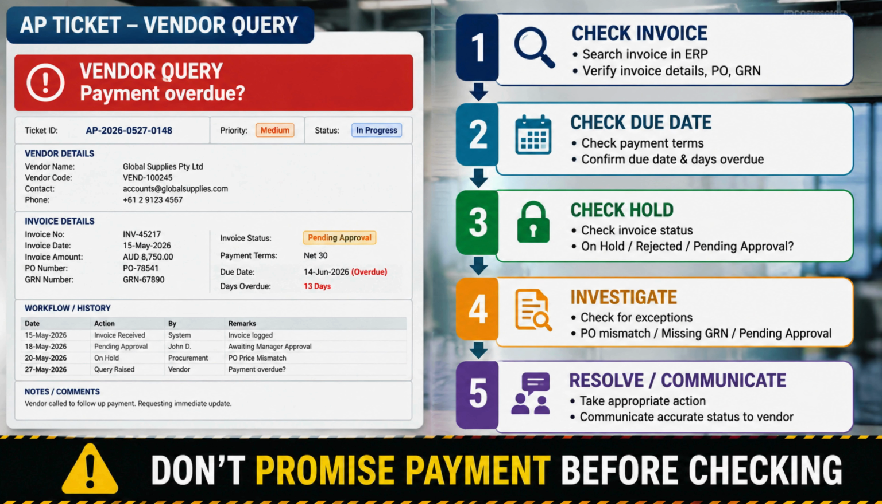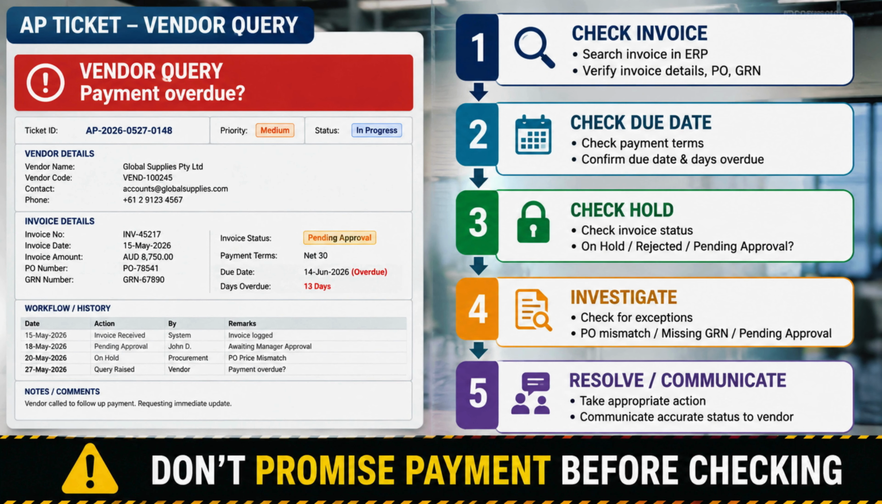Question 25. Vendor says payment is overdue. What will you do? Now let's finish with an important scenario based question. Imagine a vendor calls and says, "My payment is overdue. Please release it immediately." What would you do? First, check the invoice in the ERP. Second, check the invoice status. Is it pending, approved, on hold, rejected, or already paid? Third, check the payment terms and due date. Fourth, check whether there are any exceptions, such as a PO mismatch, missing GRN, or pending approval. Finally, take the appropriate action and communicate the correct status to the vendor.